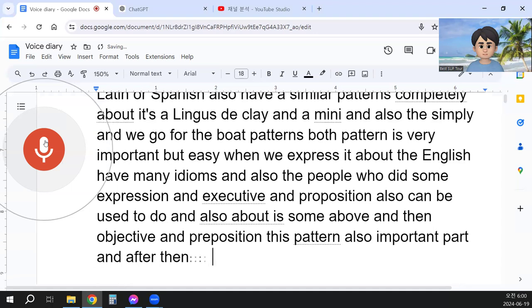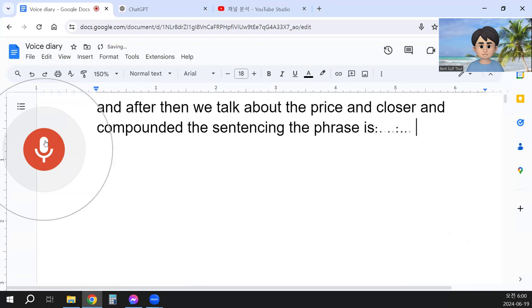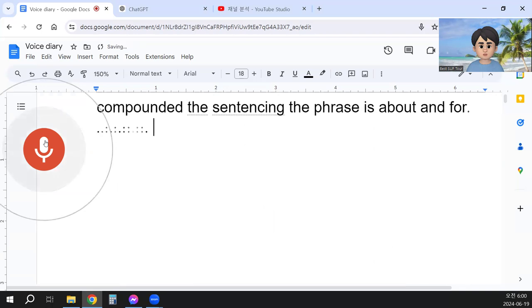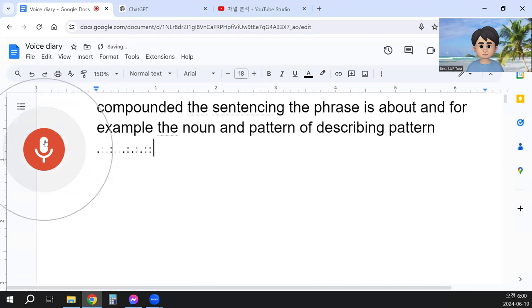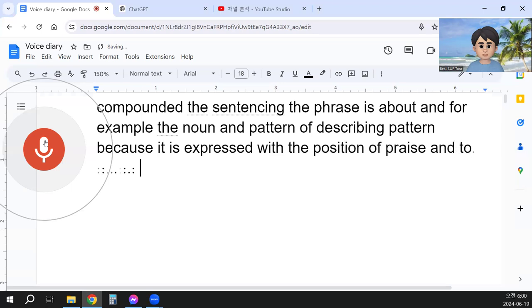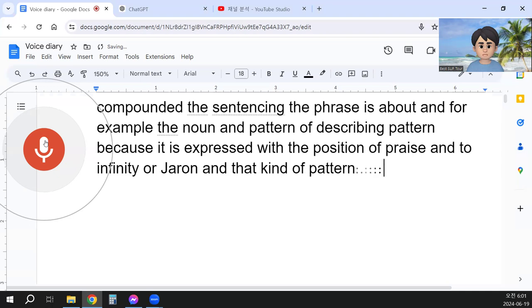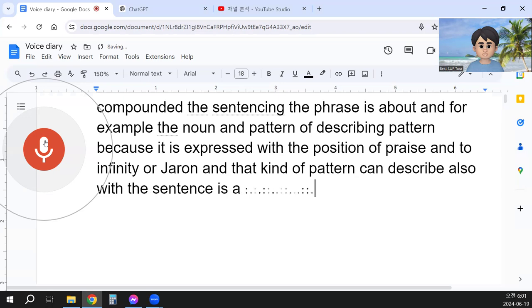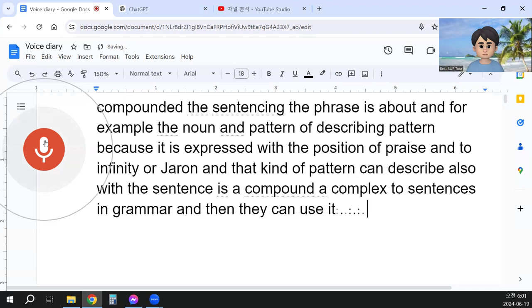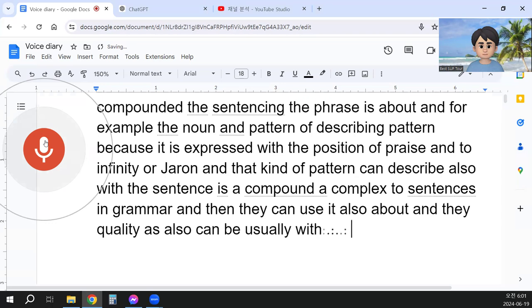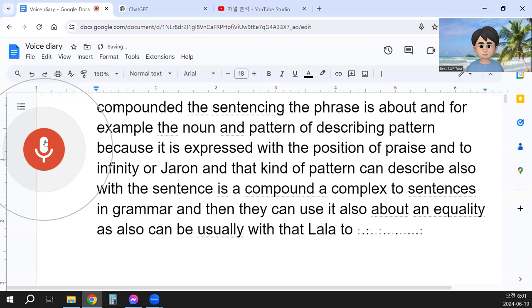After that, we talk about phrase, clause and compound sentence. For example, the noun and the describing pattern, because it is expressed with the prepositional phrase and to-infinitive or gerund. Also, there are compound and complex sentences in grammar, and they can be used. Equality can also be used with that. Relative pronouns can also be used as a describing pattern.